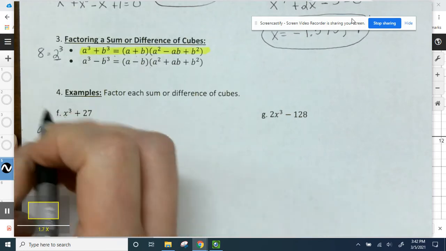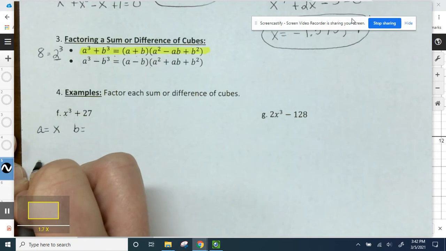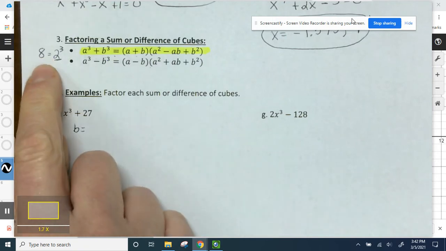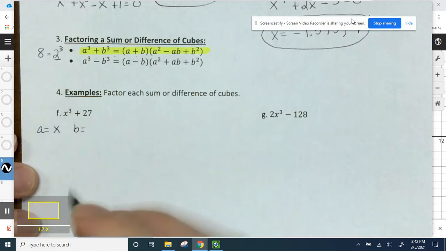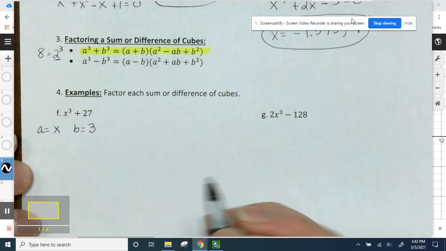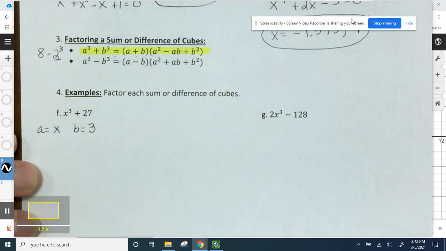What do I cube to get 27? Well, if you think about that, 2 times 2 times 2 is 8. We just did that one here. So let's talk about 3. 3 times 3 is 9. Times 3 would be 27. So my b is going to be 3 because 3 cubed gives me 27.